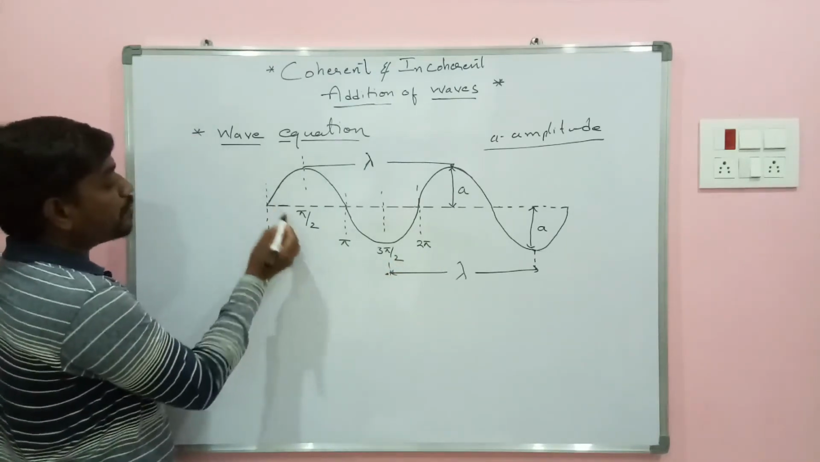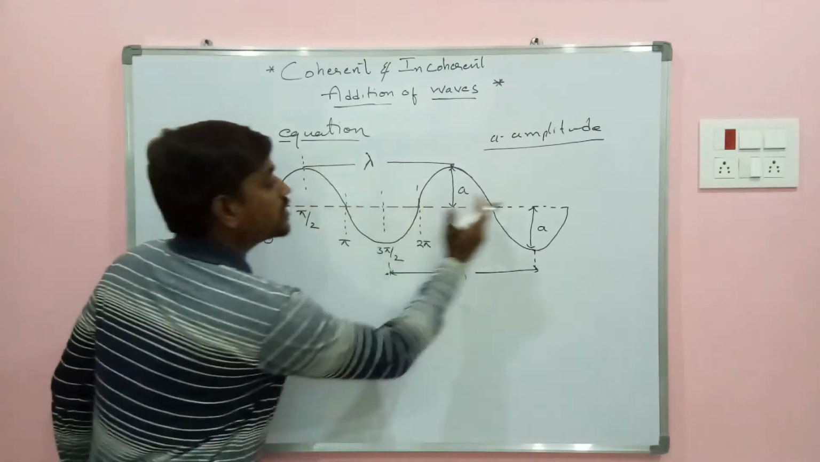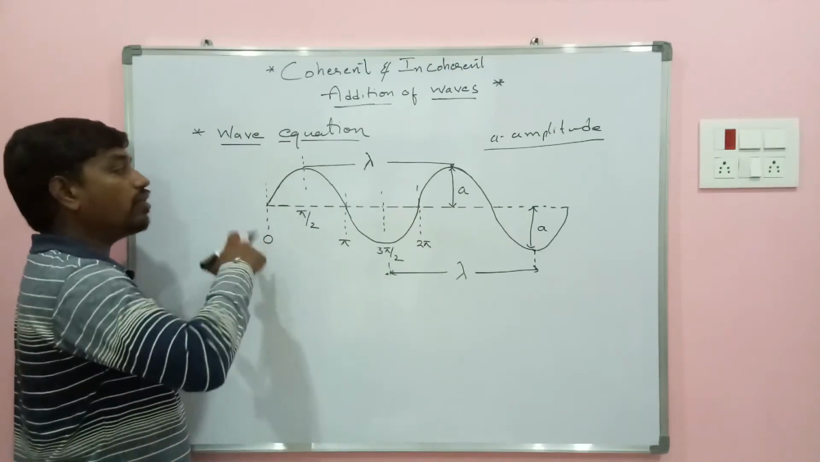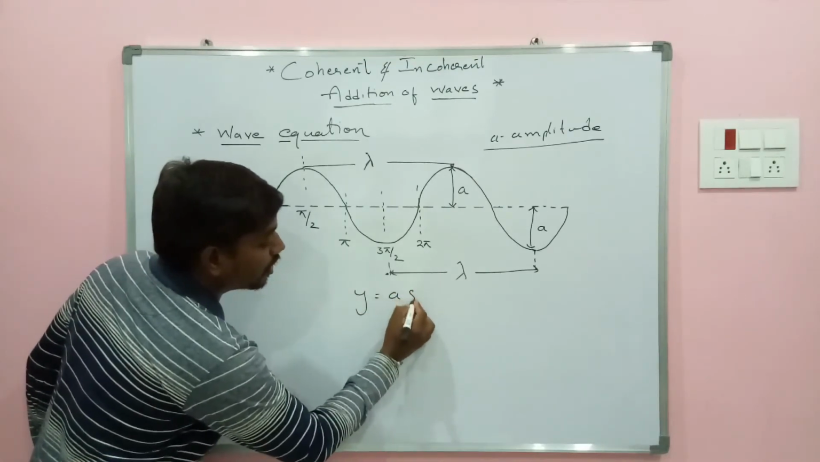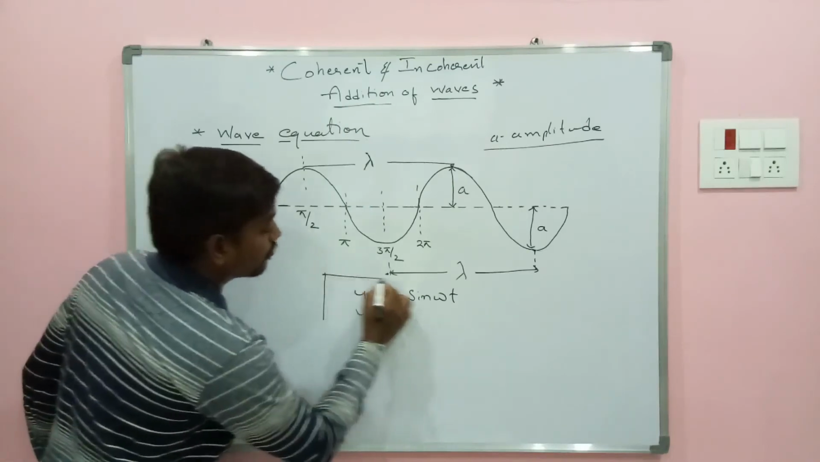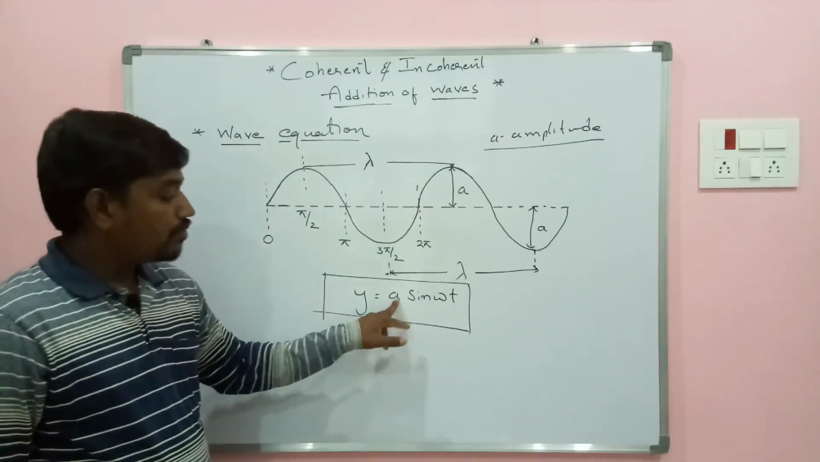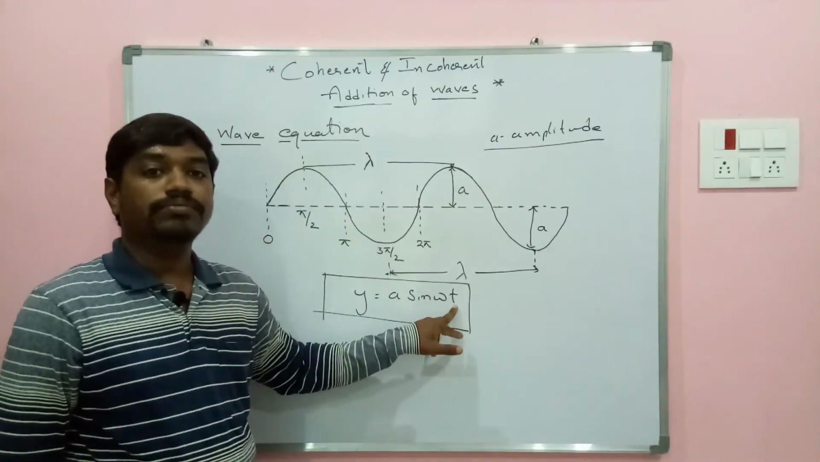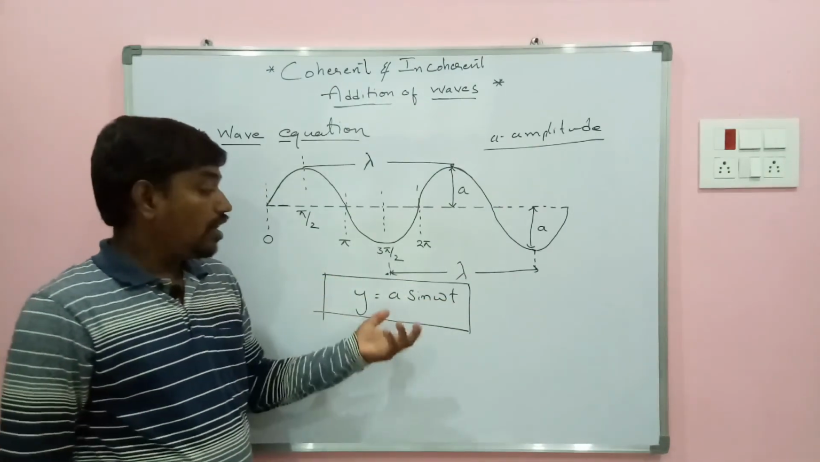Now the displacement of the wave along the y-axis, you consider this as the x-axis and this as the y-axis. The displacement of the wave along the y-axis is simply written as y equals a sin(omega t). A is the amplitude, omega is the angular frequency, and t is the time. So this is how we represent a wave equation.